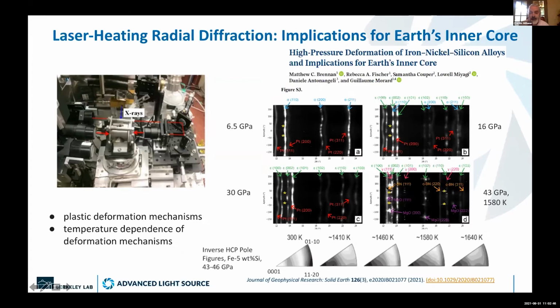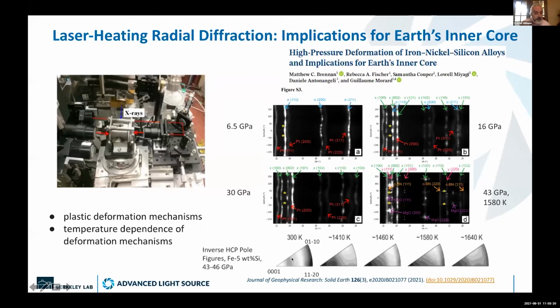And then the epsilon phase mixed with a little bit of gamma phase following or during laser heating itself. And you can immediately see that the stress relaxation that takes place on heating relaxes the elastic deformation, shown by the diffraction lines, but the intensity variation information and the texturing information is preserved. So from this, you can actually get the temperature dependence of deformation mechanisms.